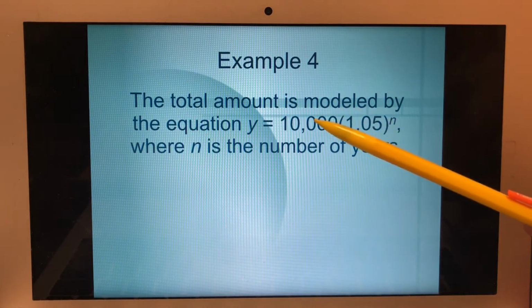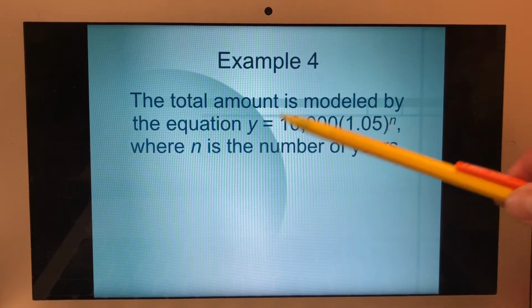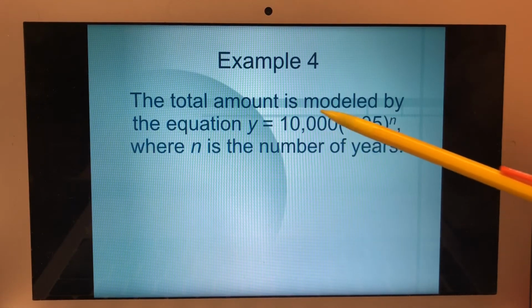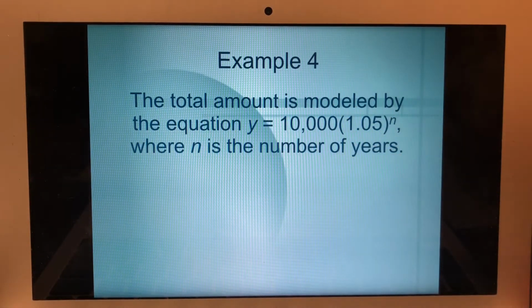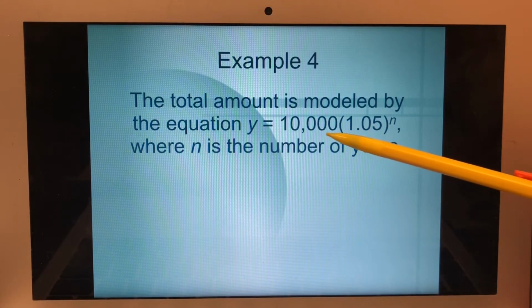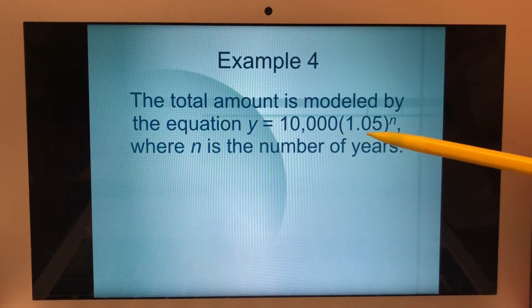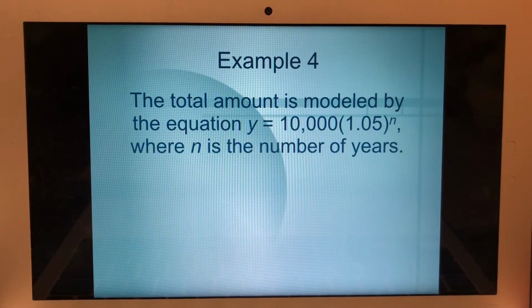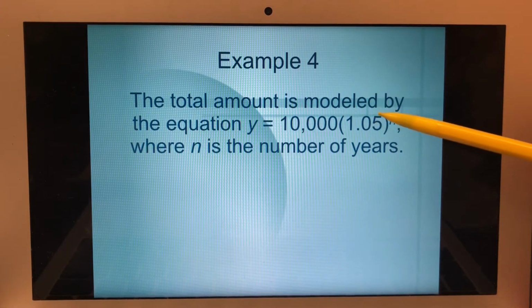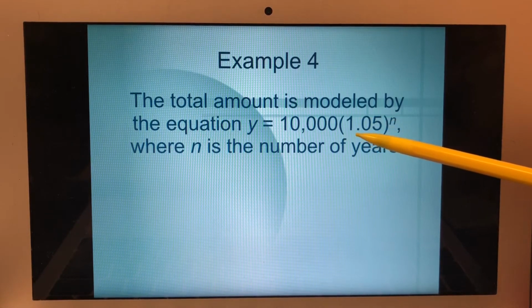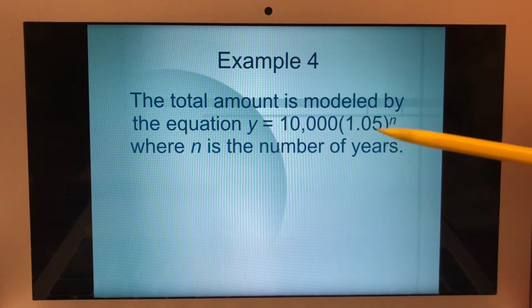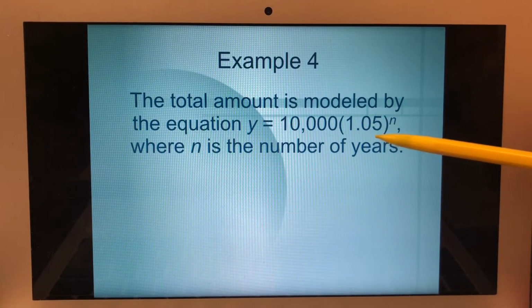Now, $10,000 is the principal, the initial amount of money that you've invested into this account. Our interest, according to the problem, is 5% annual interest. So you're going to add that to 100%. And this 1.05 represents 105%.